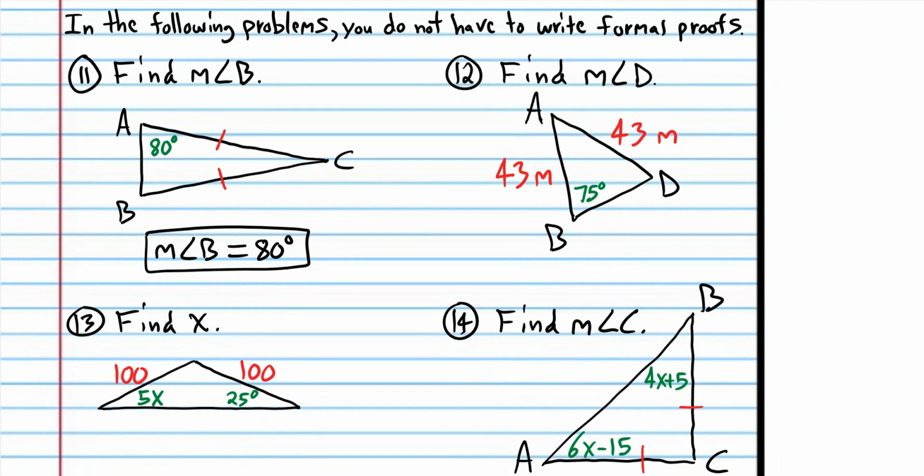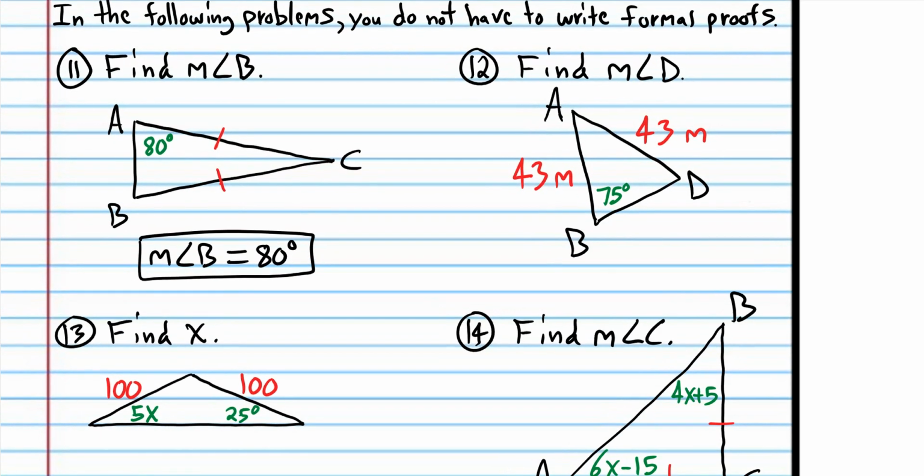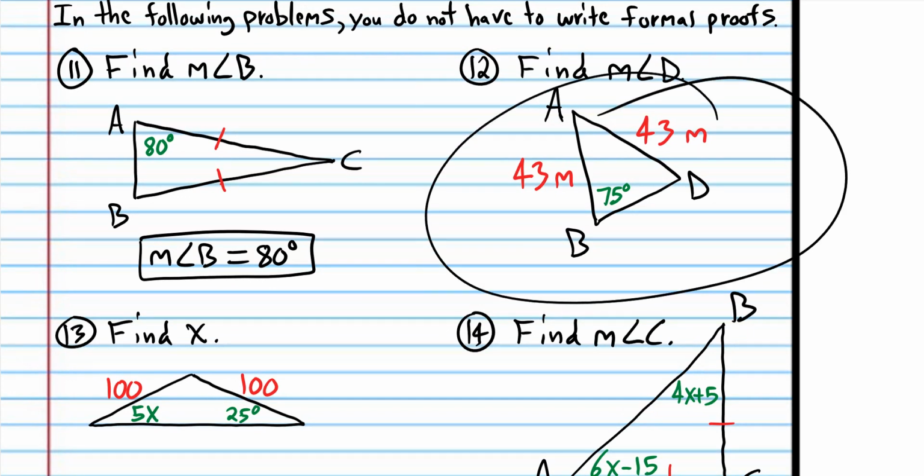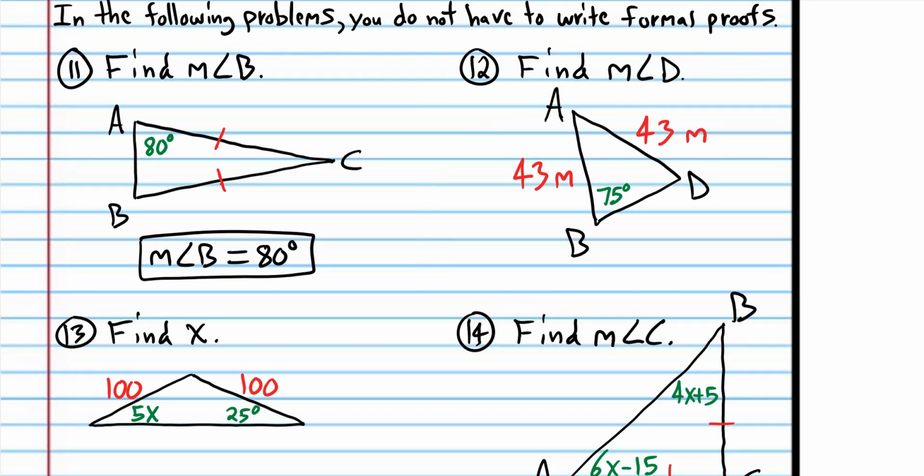Let's try some more of these before you try one on your own. So for number 12, you can see that this is an isosceles triangle because two of the sides are the same length. We have 43 meters. And in my course so far, I haven't really put units for some of these sides, but I just want you to be aware that sometimes you will see units. So that's 43 meters and 43 meters. So it's an isosceles triangle.